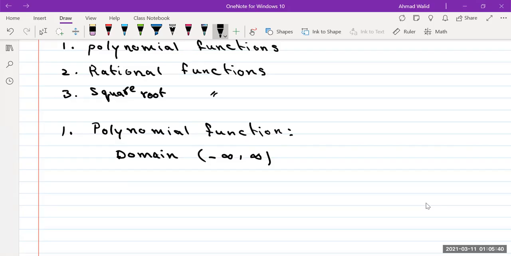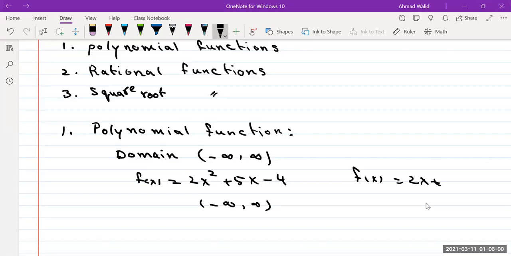For example, if I have f of x equals 2x squared plus 5x minus 4, and someone asks me what is the domain of this function, immediately: from negative infinity to positive infinity, correct? Or if I have f of x equals 2x plus 1, because it's also a polynomial function, what is the domain of this function? The domain is from negative infinity to positive infinity, correct? The domain is the same for all of them, negative infinity to positive infinity.